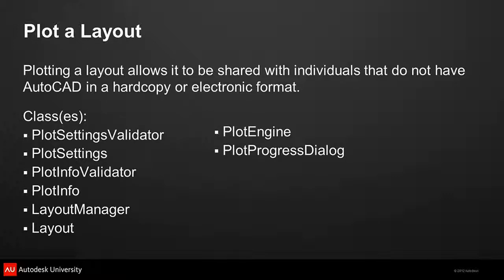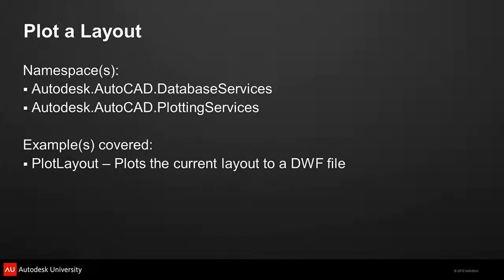So out of this, the most important part is going to be the plot engine and the plot progress bar, or dialog box. The plot progress dialog box is the little dialog box that pops up on the screen that shows it's currently plotting, just like the plot command does as well. So you can display that as well as get information about it. And the plot engine is simply sending a layout through the system so that it plots a drawing.